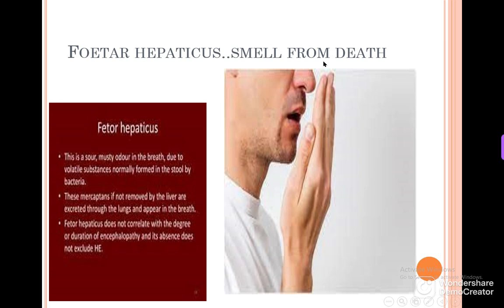The fetor hepaticus is the smell of death. It is a sour, musty odor in the breath due to the volatile substances normally formed in the stool by the bacteria. Many mercaptans and other things. The mercaptans, if not removed by the liver, are excreted through the lungs and appear in the breath. They have a very bad smell. Fetor hepaticus does not correlate with the degree or duration of encephalopathy, but its absence does not exclude hepatic encephalopathy. It is one of the parts of it. The patient may be fine, but have a bad smell. It is possible because of other reasons as well, but it is one of the features of this disease.